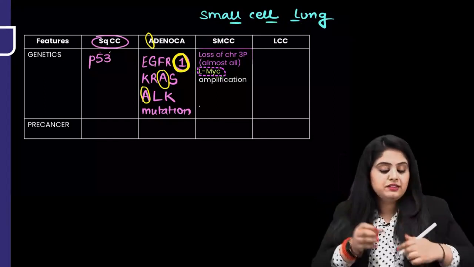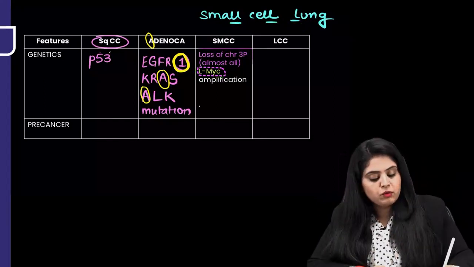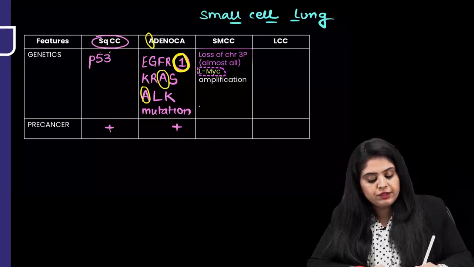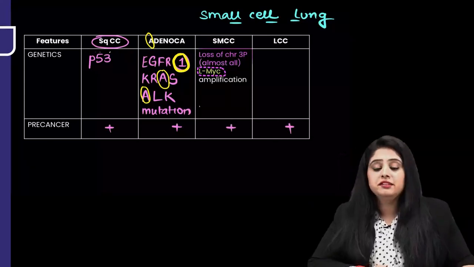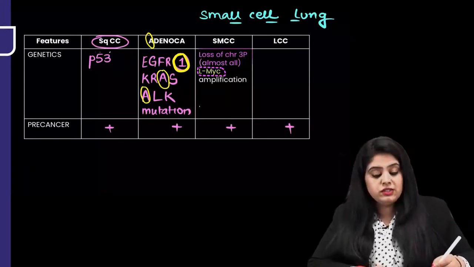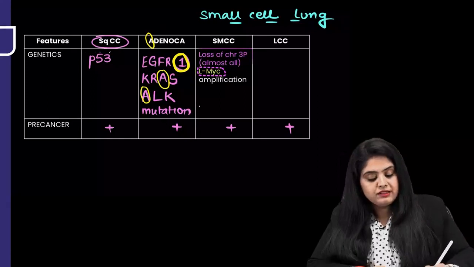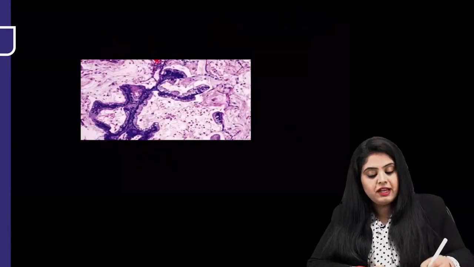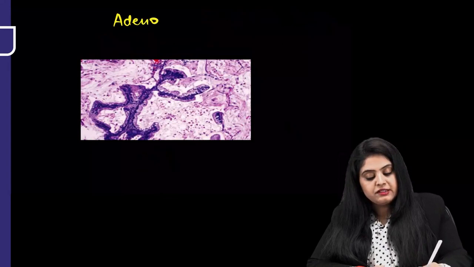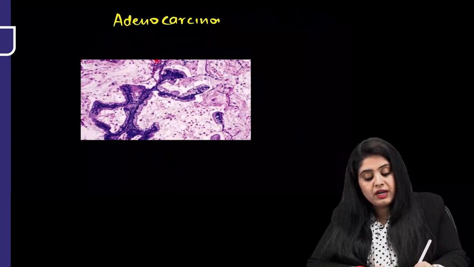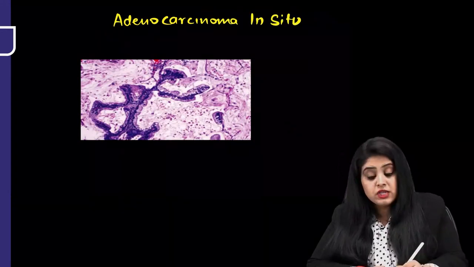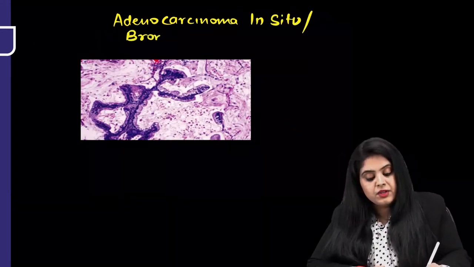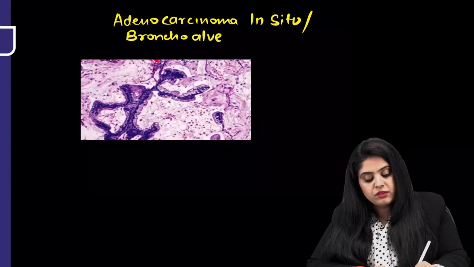Do they all have precancerous conditions? Yes, please remember, for squamous cell carcinoma, all of them are associated with some or the other precancerous condition, but where you're going to get a question is this: what is the precancerous condition seen with adenocarcinoma? That is known as AIS. What is AIS? Have a look at this picture. AIS stands for adenocarcinoma in situ. So that is only telling me that, oh yes, this is the pre-cancer stage. Earlier it was said as BAC, bronchoalveolar carcinoma.